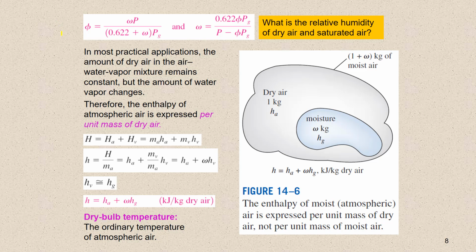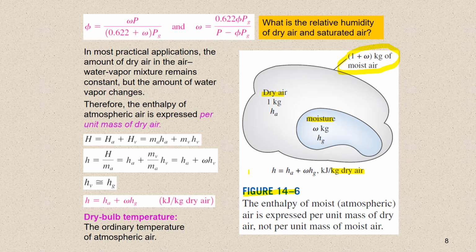Atmospheric air is a mixture of dry air and water vapor, and thus the enthalpy of air is expressed in terms of the enthalpies of the dry air and the water vapor. In most practical applications, the amount of dry air in the air-water vapor mixture remains constant, but the amount of water vapor changes. Therefore, the enthalpy of atmospheric air is expressed per unit mass of dry air instead of per unit mass of air-water vapor mixture.